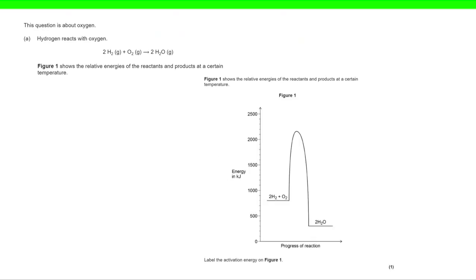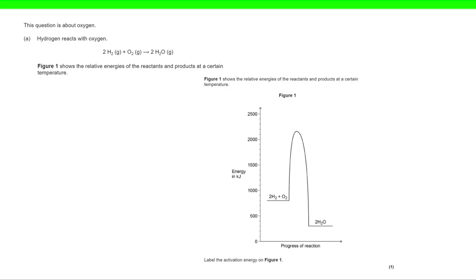So going back to part A, you can see here hydrogen reacting with oxygen to make water, and we're provided with the energy profile diagram. Your job here is to label the activation energy. Now you've got to remember that the reactants have a certain amount of energy. We can see it's around 800 kilojoules there, and the products have around 300 kilojoules. So the overall change there, well, we're actually going to see later in the question, but it's not as straightforward as simply going from A to B.